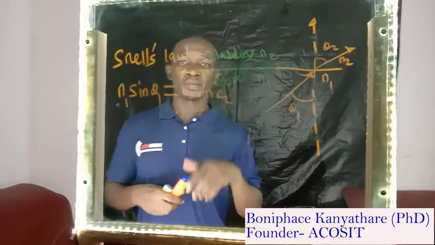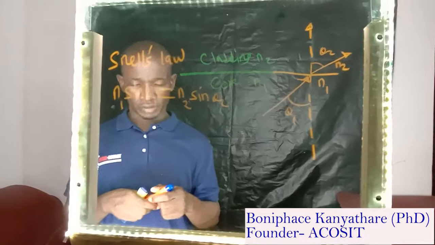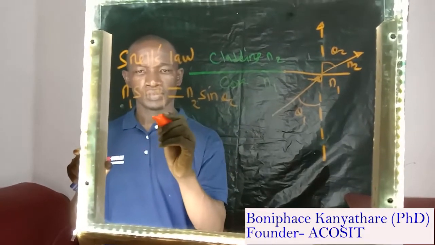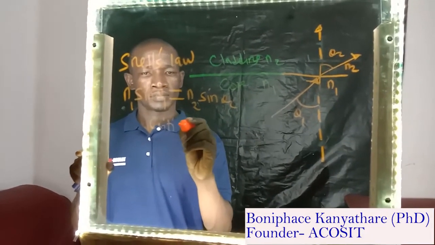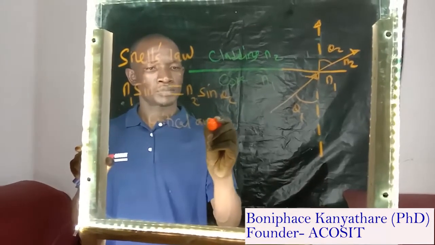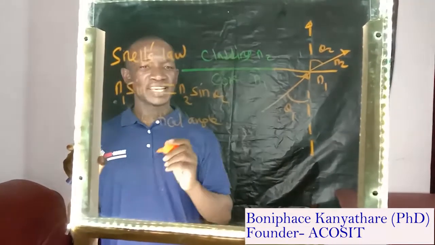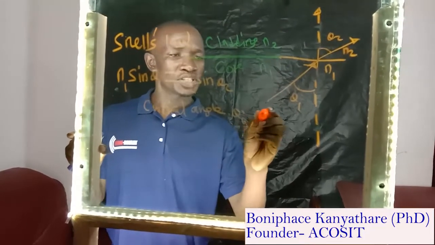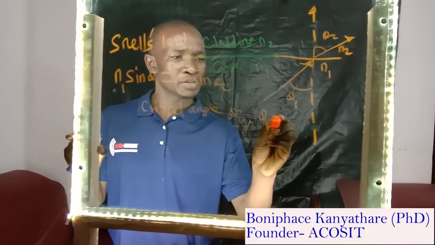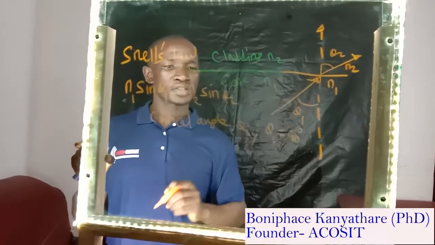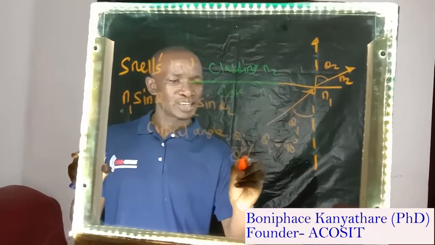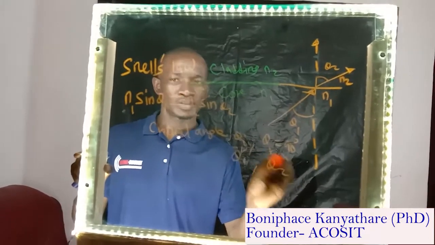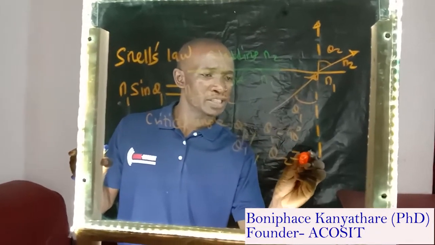And so, remember I talked about the critical angle. I said the critical angle is the angle of incidence for which the angle of refraction is equal to 90 degrees. So theta 1 for which theta 2, as you can see here, is equal to 90 degrees.